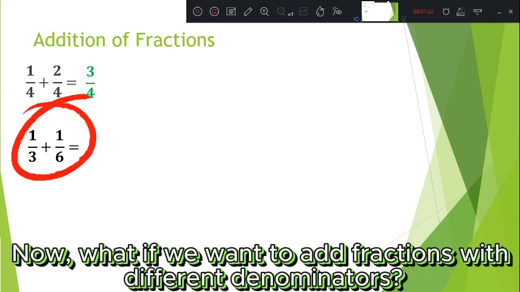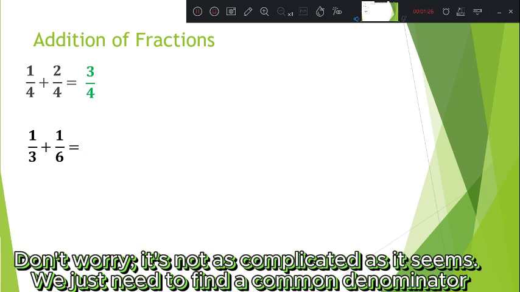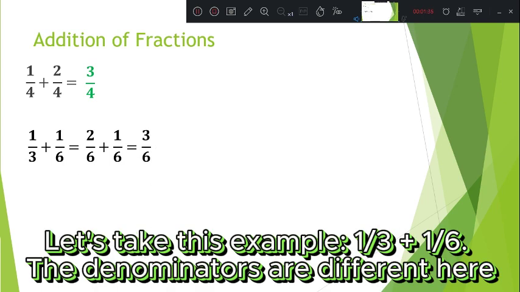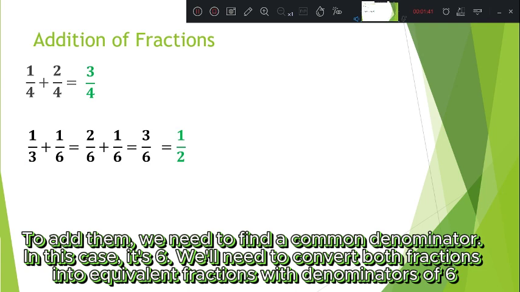Right. Now, what if we want to add fractions with different denominators? Don't worry, it's not as complicated as it seems. We just need to find a common denominator. Let's take this example, 1/3 plus 1/6. The denominators are different here. To add them, we need to find a common denominator. In this case, it's 6. We'll need to convert both fractions into equivalent fractions with denominators of 6.